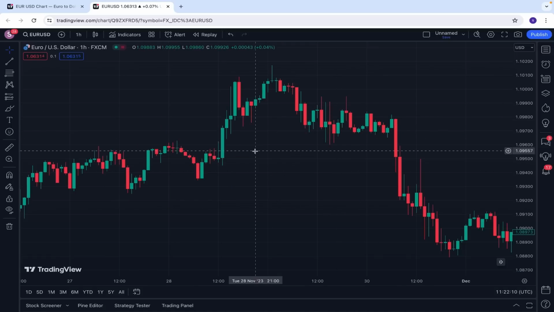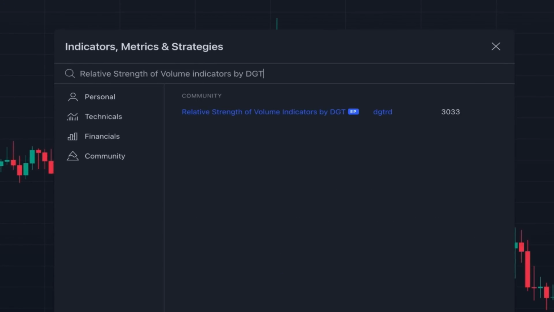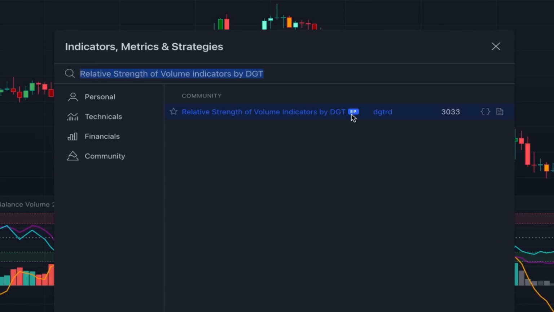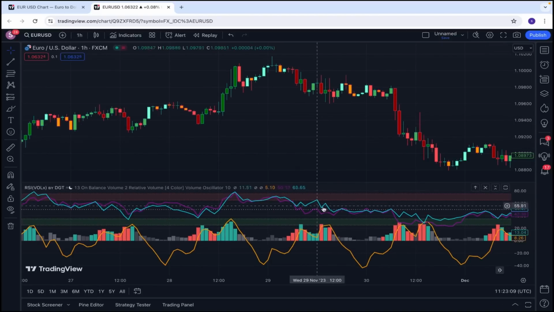To add this amazing volume indicator to our chart, here we click on indicators and we search Relative Strength of Volume Indicators by DGT. This one, which is an editor's pick indicator and written by someone named DGTRD. Alright, this is the indicator, and as you can see, it's added here below the chart.